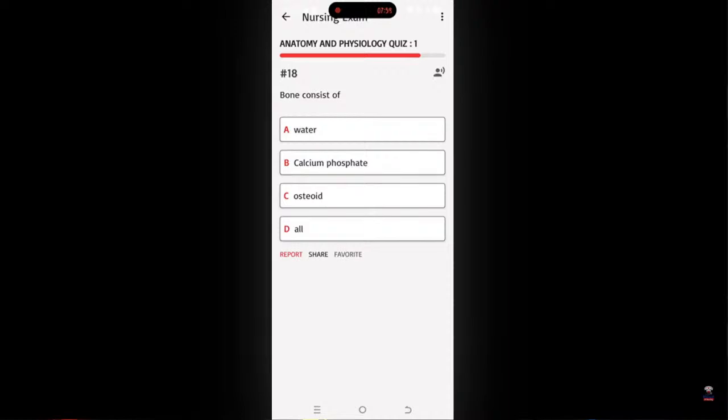Bone consists of A. Water, B. Calcium phosphate, C. Osteoid, D. All.